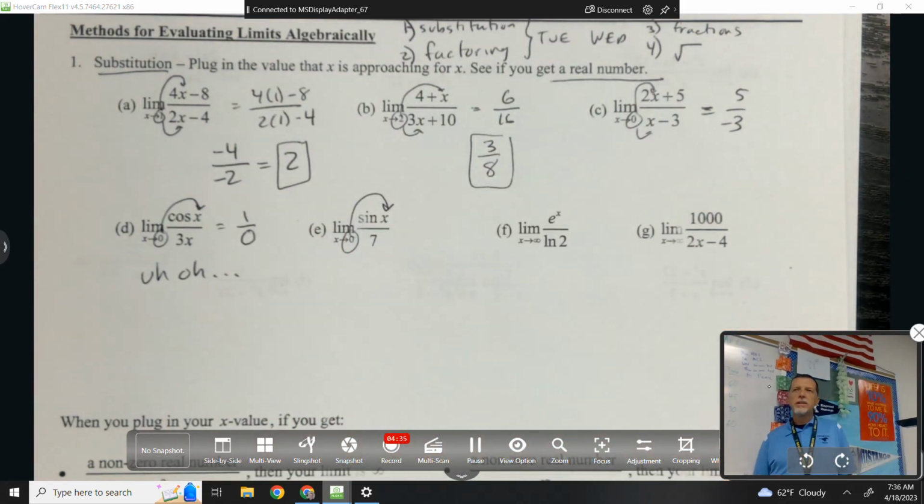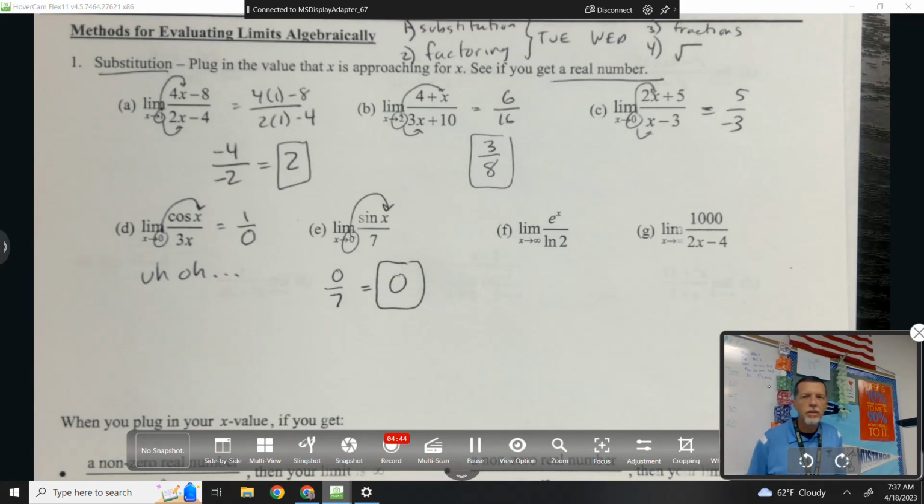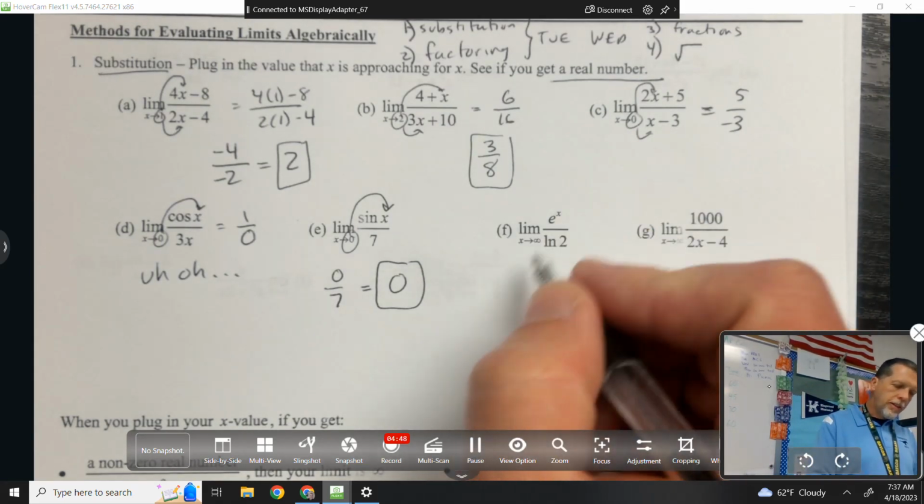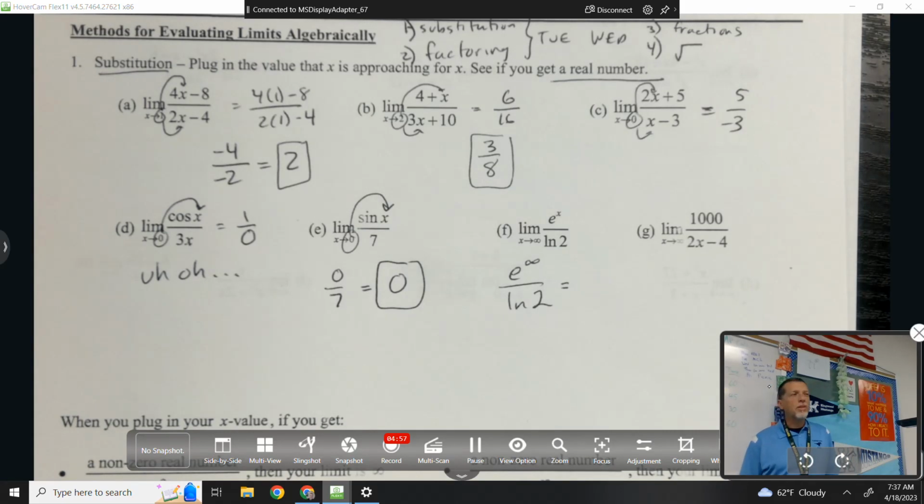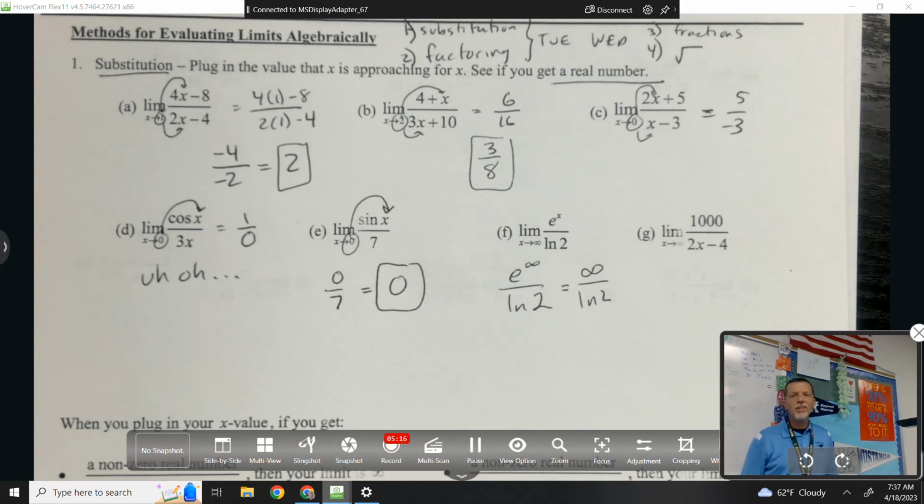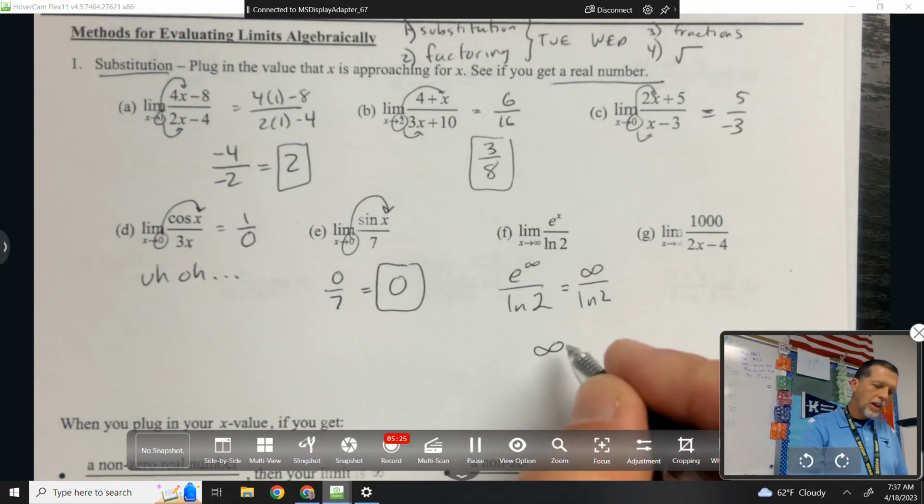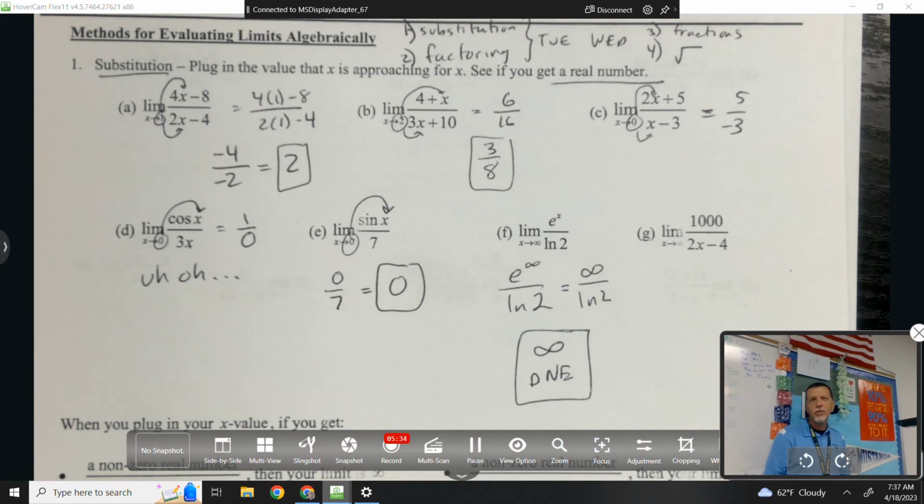How about the sine of 0? 0. What's 0 divided by 7? 0. So that's fine. That's a regular, normal number. The answer is 0. e to the infinity. That means e times e times e times e forever. What kind of number are you going to get if you do that? Infinity. You get a really, really big number. And infinity divided by natural log 2. Natural log 2 isn't really doing anything because you're still going to keep going times e times e times e. So that one is infinity. And infinity technically means it doesn't exist. So infinity is not too bad to figure out. It just goes off, up or down, forever.